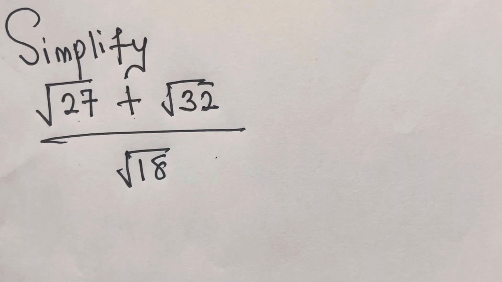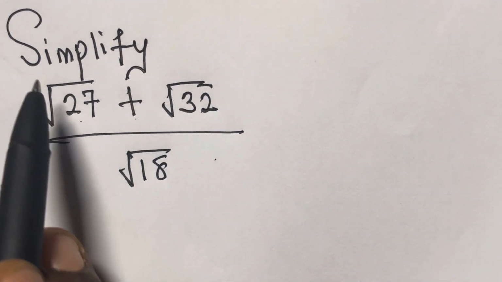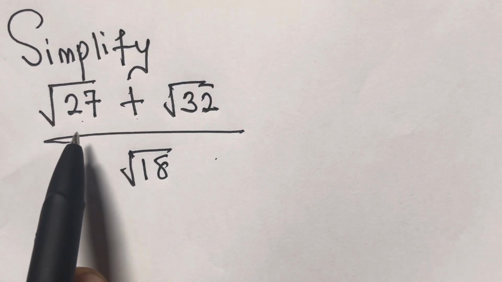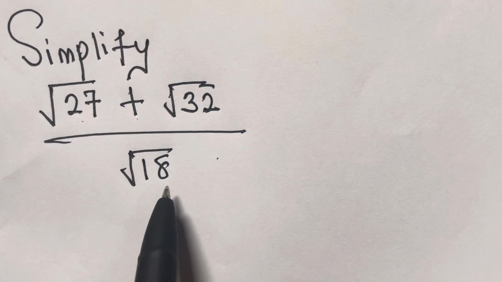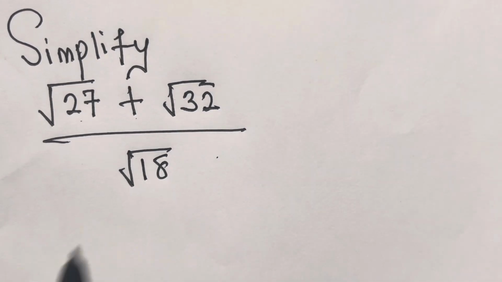Hi, welcome to Mathematics. In this video, we want to simplify square root of 27 plus square root of 32 divided by square root of 18. Solution.